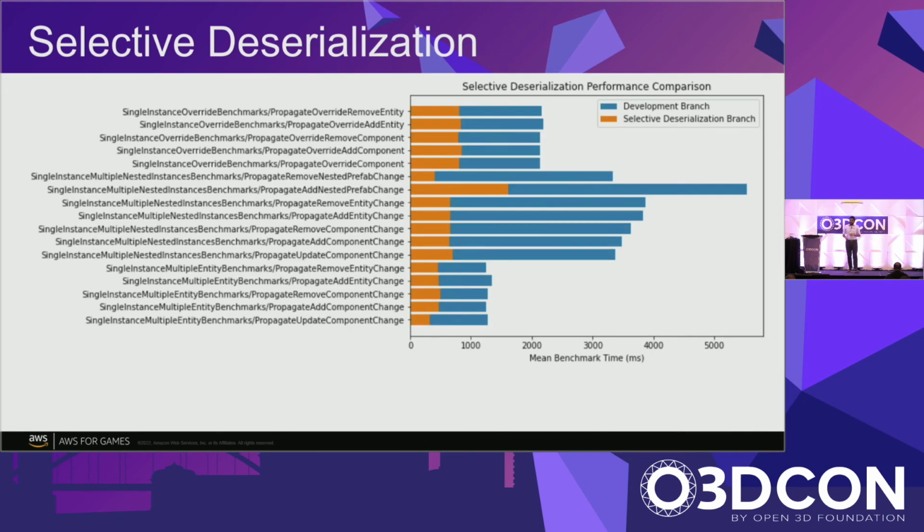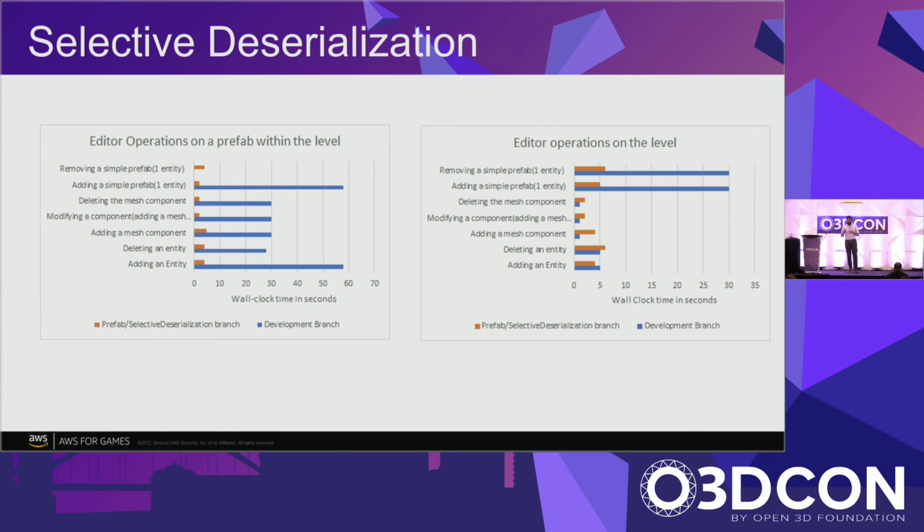And we wrote some benchmarks for this, and we noticed that there's a 3 to 10x improvement in deserialization benchmarks with this change, which is huge. And we also did some wall clock numbers to compare how fast editor operations are with and without this change. And in cases where the prefabs or the levels are really big, we noticed that times to do operations on those large prefabs came down from almost a minute to just a few seconds, which is also great.